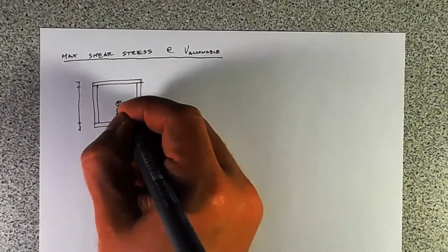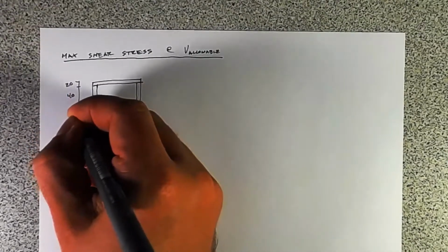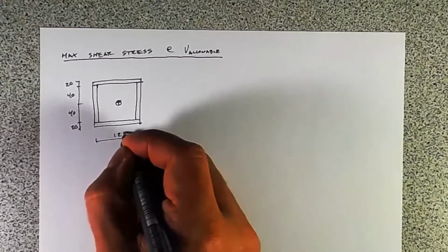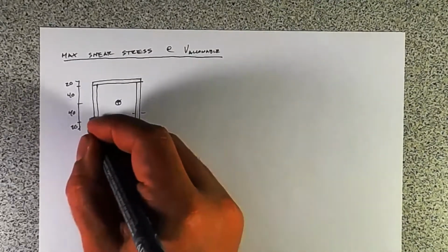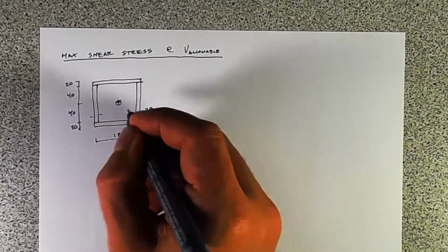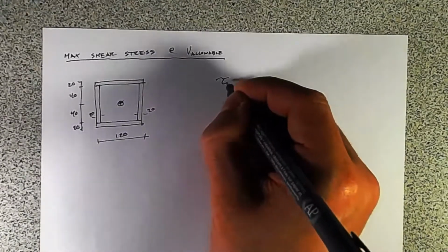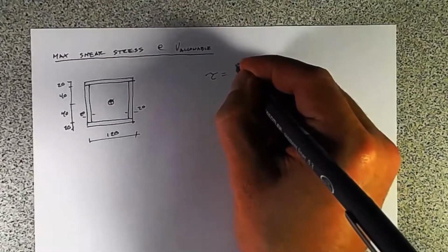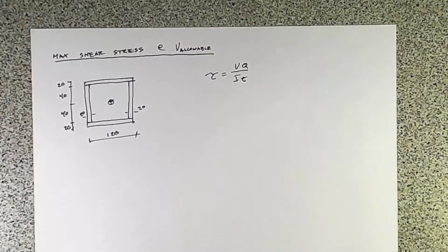And again, we'll put our centroid. So we've got 20, 40, 40, 20, 120, and these webs here are 20 millimeters thick. So we know our shear stress. So vertical shear stress is going to be VQ over IT.